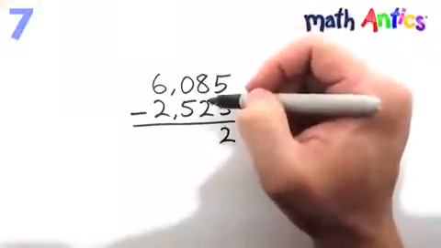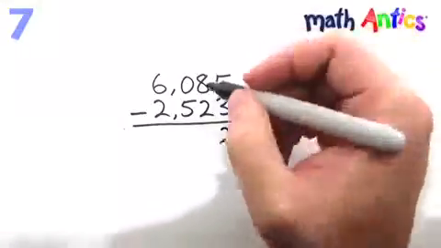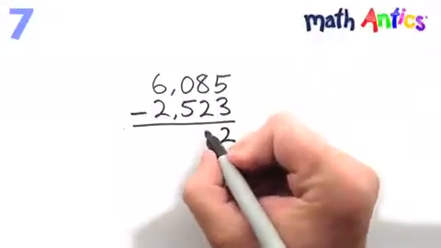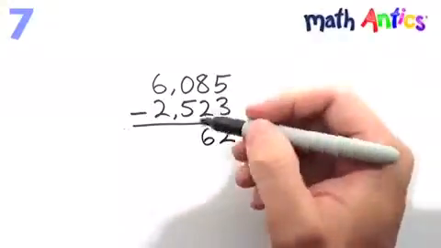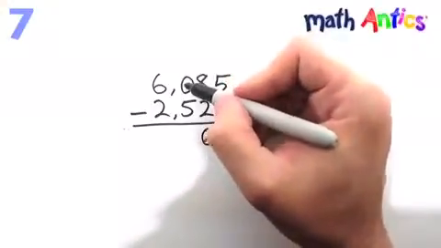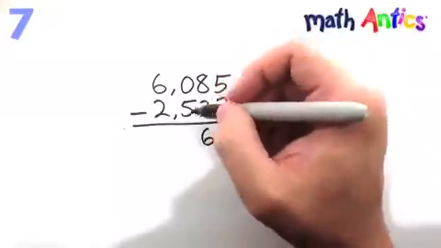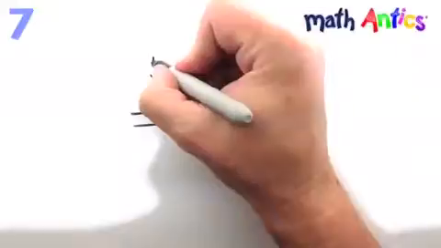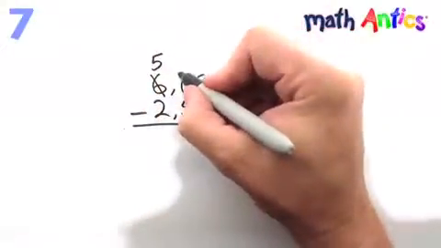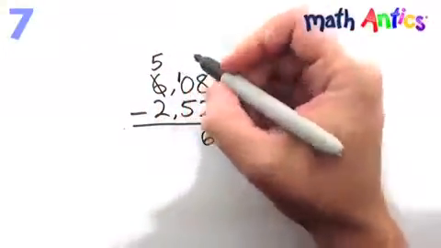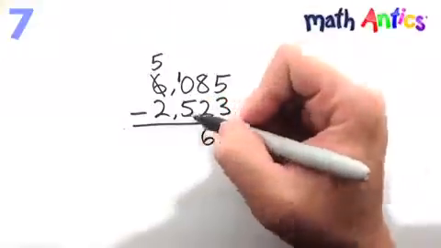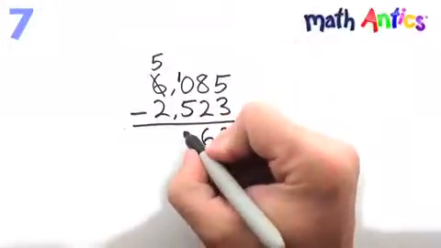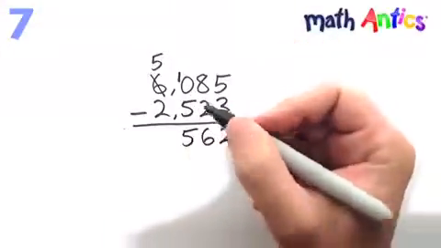Go to the next column, 8 minus 2. We don't have to borrow here either. 8 minus 2 is 6. Goes in the answer line. Oh, and now we have 0 minus 5, so we do have to borrow. So we borrow from the 6. That leaves us with 5 there. And then we put the 1 that we're borrowing by our 0. So we have 10 minus 5. 10 minus 5 is 5. Put that in the answer line.